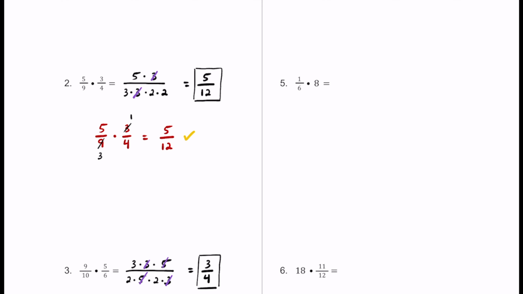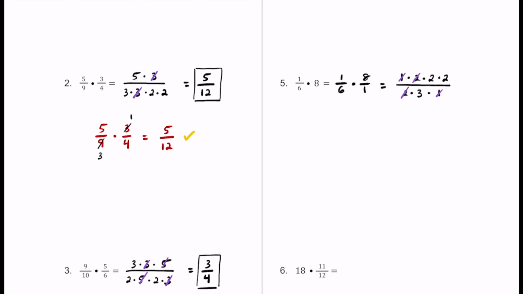For number 5, we have 1/6 multiplied by 8, so 1/6 stays the same, but 8 as a fraction would be 8 over 1, right? Now if you want to go ahead and write the prime factorizations broken down, 1's going to stay as 1, but 8's going to break into 2 times 2 times 2, and the 6 on bottom will break into 2 times 3, and then we still have a 1, okay? So if we go ahead and cross out something in common, they both have 2's. I guess you can cross out the 1's if you want, doesn't really matter.